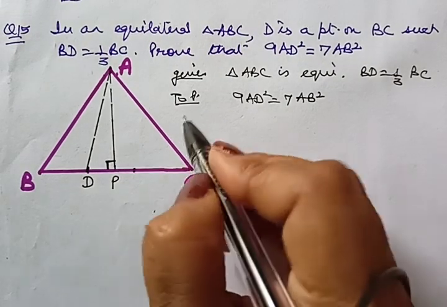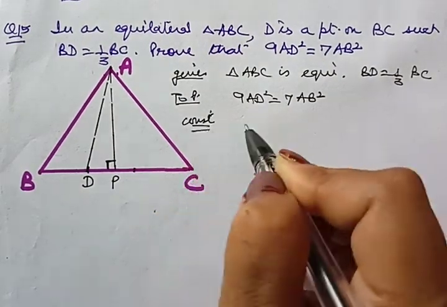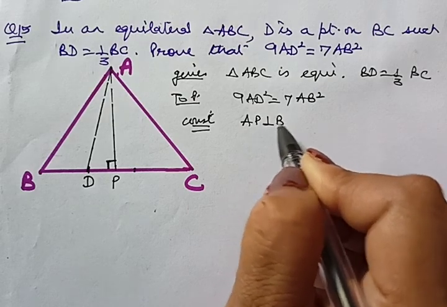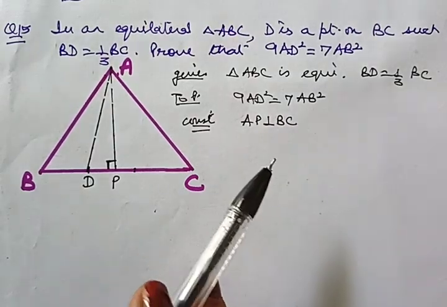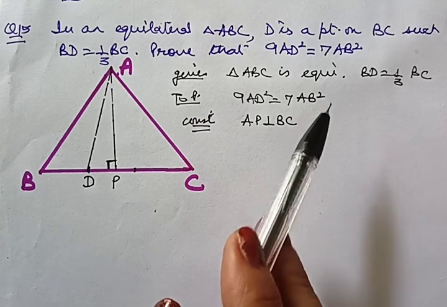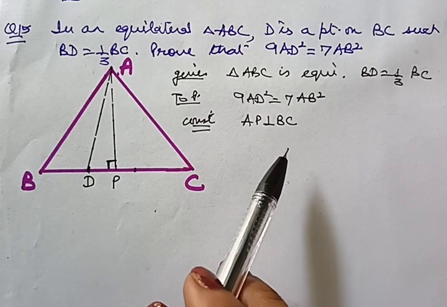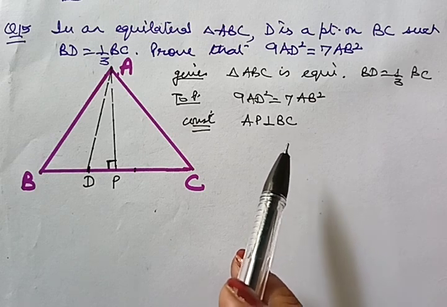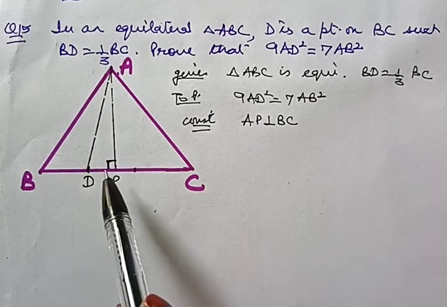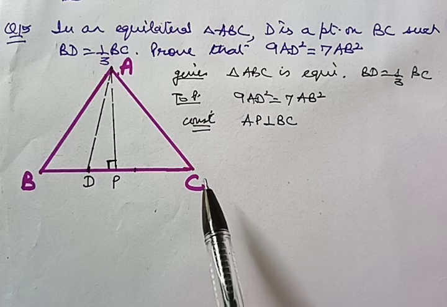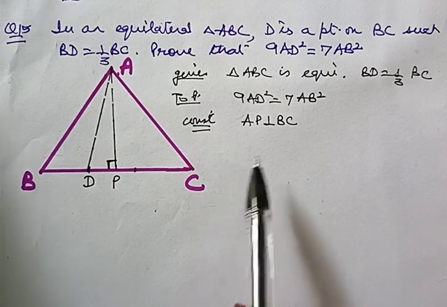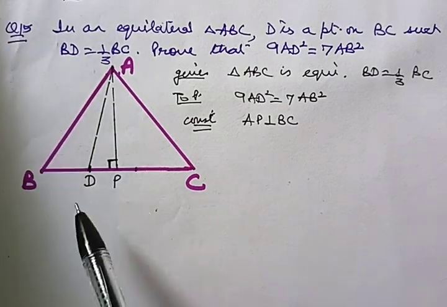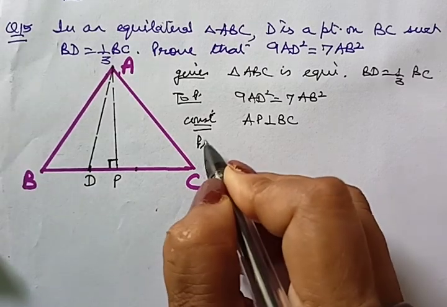So let's join AD, and in construction we need to draw a perpendicular. Why? What is the reason to draw perpendiculars? Firstly, to get square, I need to use Pythagoras theorem and I need perpendicular for that. Secondly, in an equilateral triangle, there are so many results based on perpendicular. That perpendicular bisects the base, right? So this helps us. So we draw construction as AP perpendicular to BC. Now let's get to the proof.